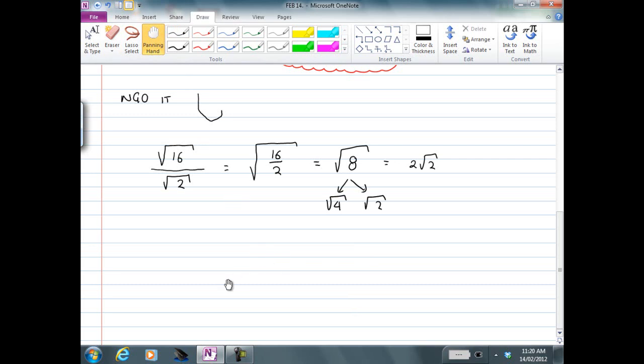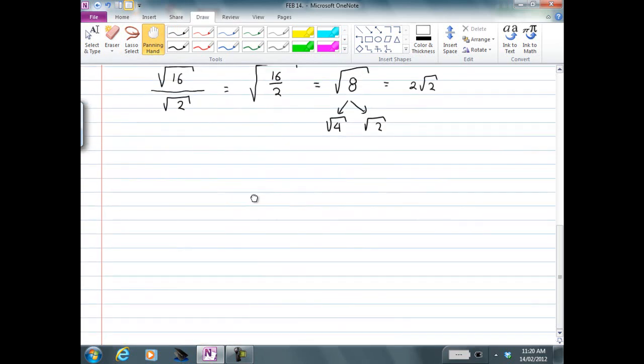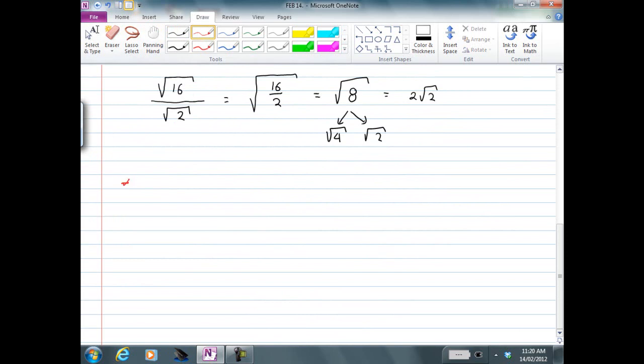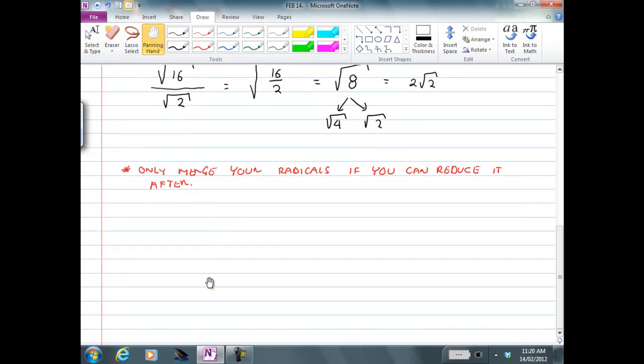Now, before you go about and do this left and right, I'm going to give you a few little minor hints here and there. Okay? Star. Only merge your radicals if you can reduce it after. Otherwise, it's pointless merging them. I'm going to give you an example of a question. Okay? Only merge your radicals if you can reduce it after.